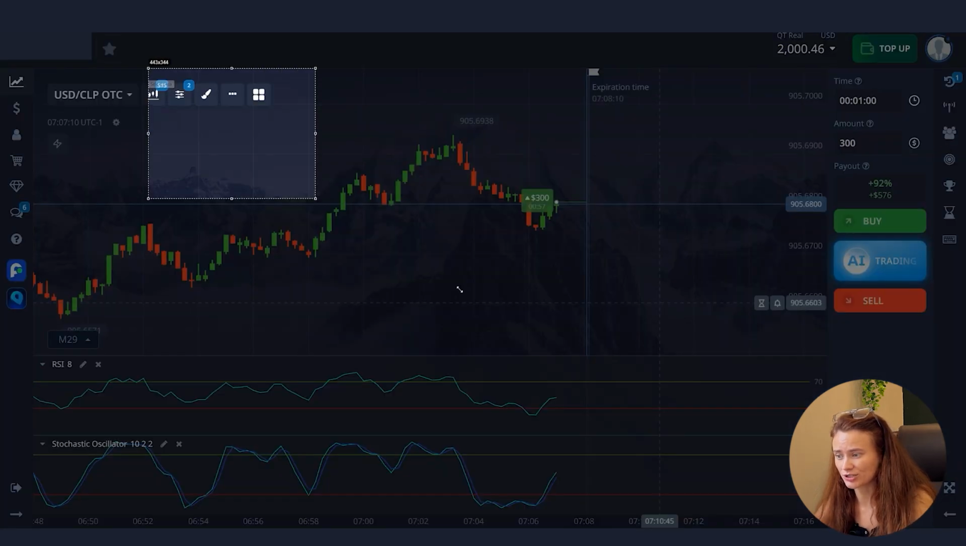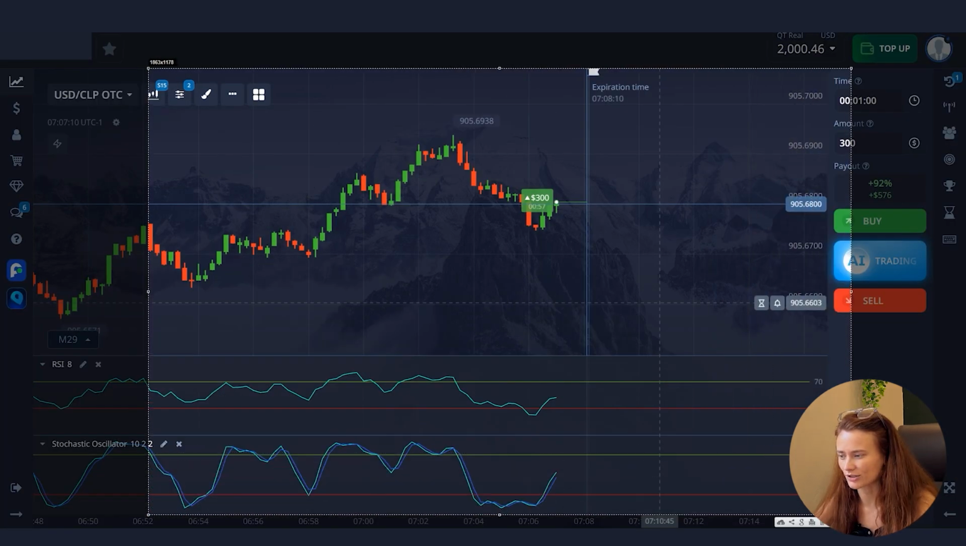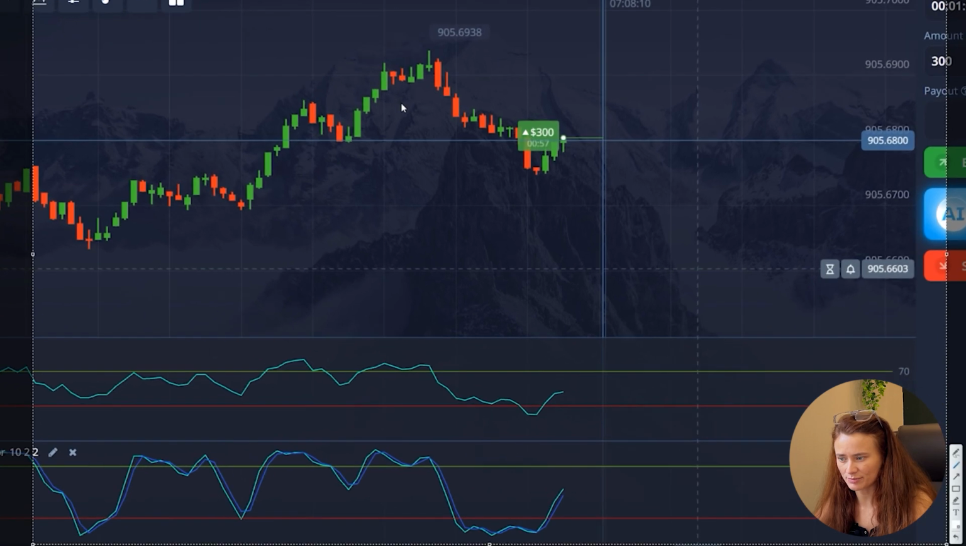Let's now look at the situation and see why I made such a prediction. The price had been falling for a little while. There was a downward trend. The RSI indicator line was below level 30. The trend has ended and the price has started to rise. As soon as the indicator line crosses level 30 from bottom to top, the situation is almost formed.